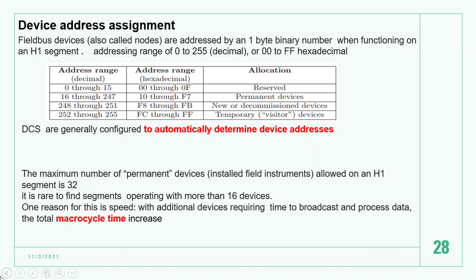Device address assessment. Fieldbus devices are addressed by a 1-byte binary number when functioning on an H1 segment. The addresses run from 0 to 255. Maybe you want to know why 255.